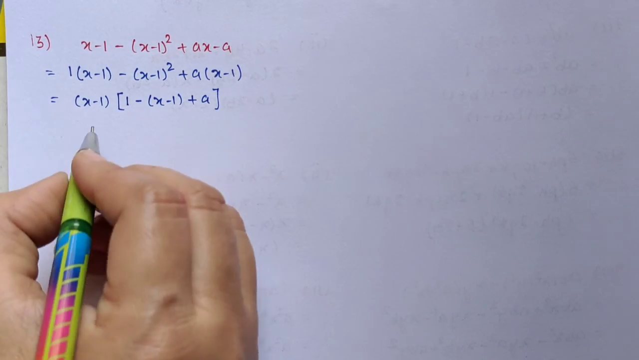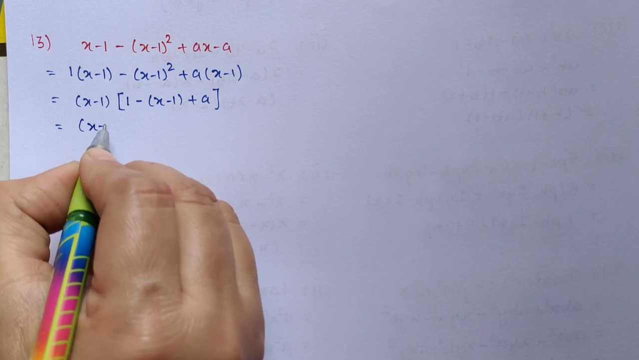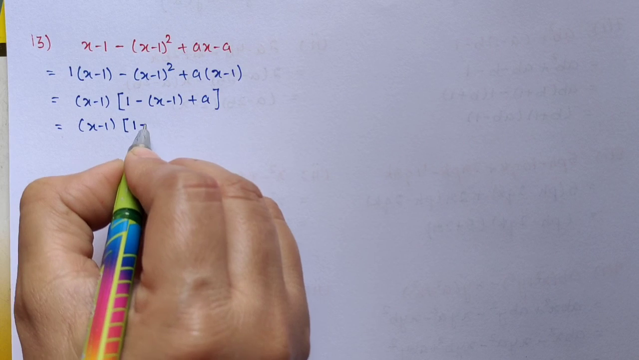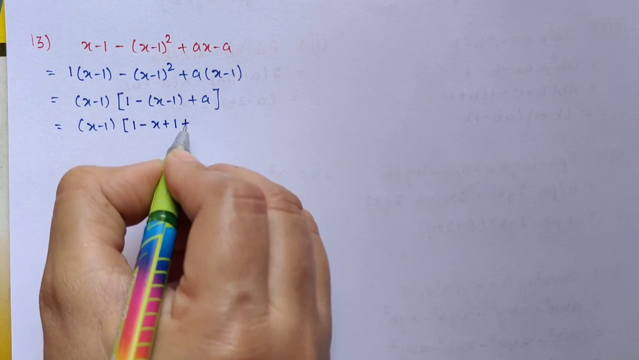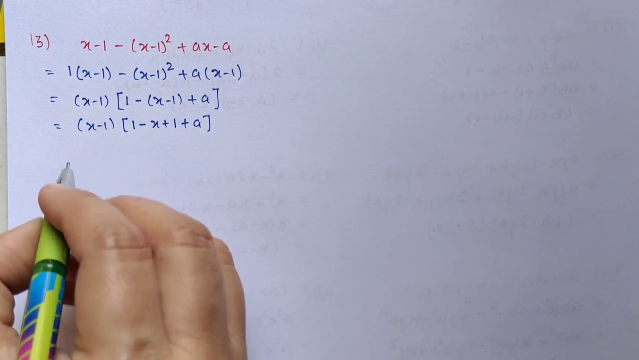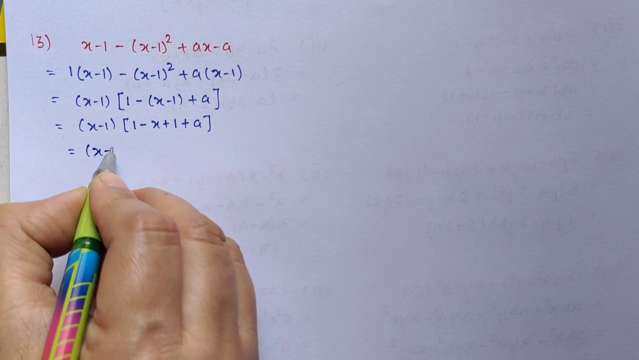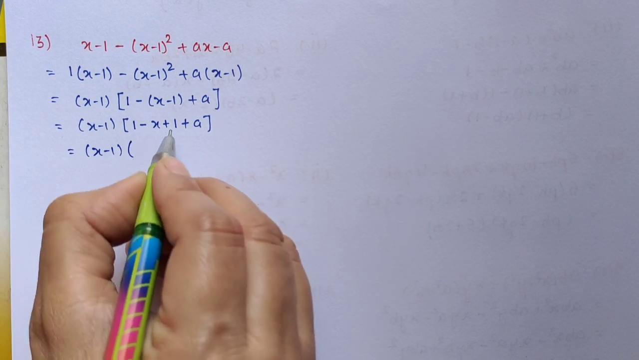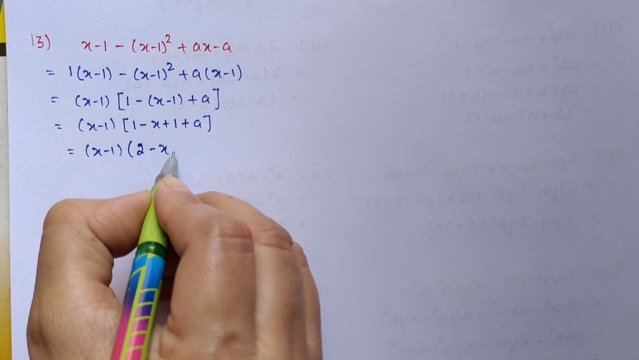A little more we can simplify it. x minus 1, here we have 1 minus (x minus 1) plus a. This minus and minus will become plus. Now it will become x minus 1, 1 plus 1 is 2 minus x plus a.